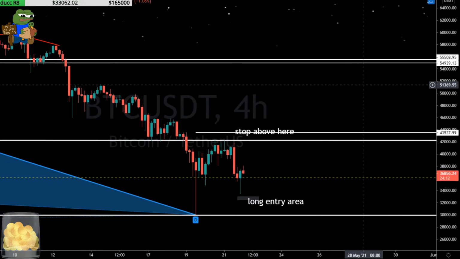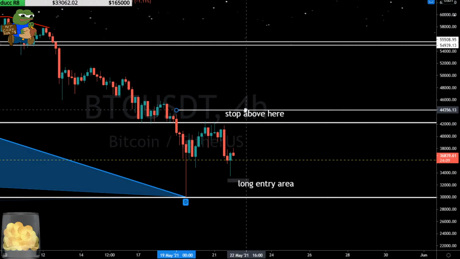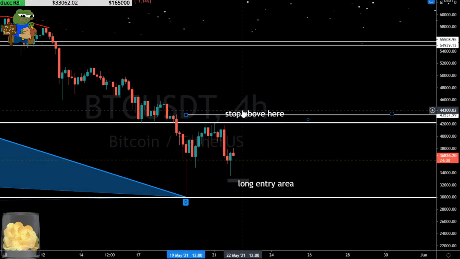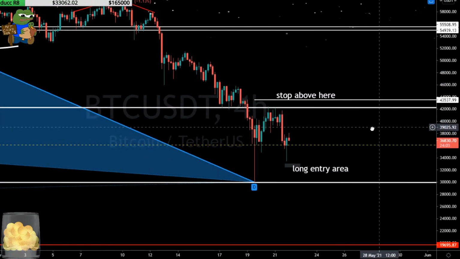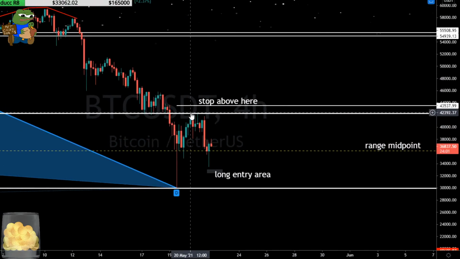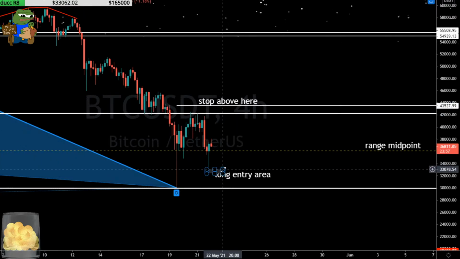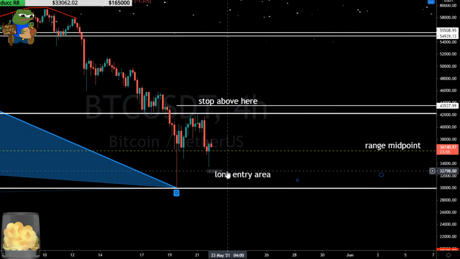Okay, look. Stop was above here on that short this morning. We never hit 43.5 again, right? All we got was 42.3. We were a G short. The long entry remains down here.